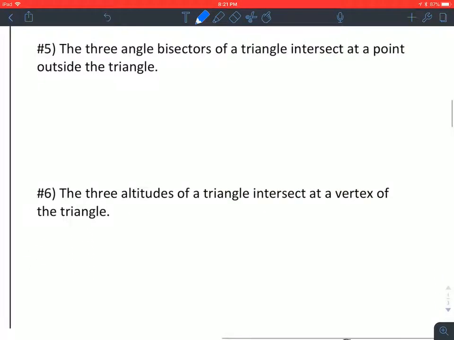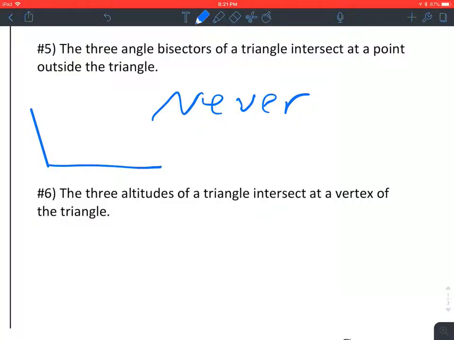Number 5. The 3 angle bisectors of a triangle intersect at a point outside the triangle. That is impossible. That could never happen. Once again, if you draw some triangles, we're just going to draw one. All the angle bisectors, they will also intersect at the same spot. It will be inside the triangle. So it's difficult to draw this perfectly, bisecting an angle, trying. You have to show that they're bisectors by putting the same number of arcs on the angles that it's bisecting.